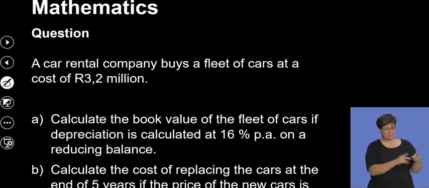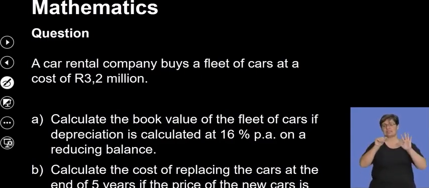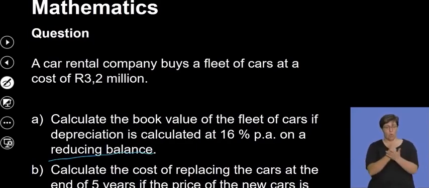And also, one last question that you will need to also please look at is, a car rental company buys a fleet of cars at a cost of 3.2 million, and you need to calculate the book value. Remember, book value will be the depreciated value. If the interest is 16% per annum on a reducing balance, you will always be told. I will keep on emphasizing. Then lastly, calculate the cost of replacing the cars at the end of 5 years.